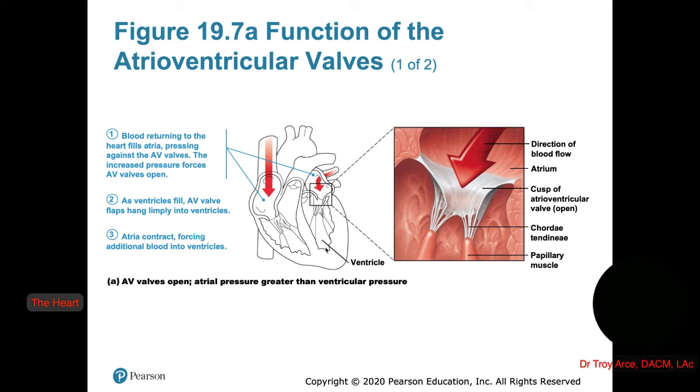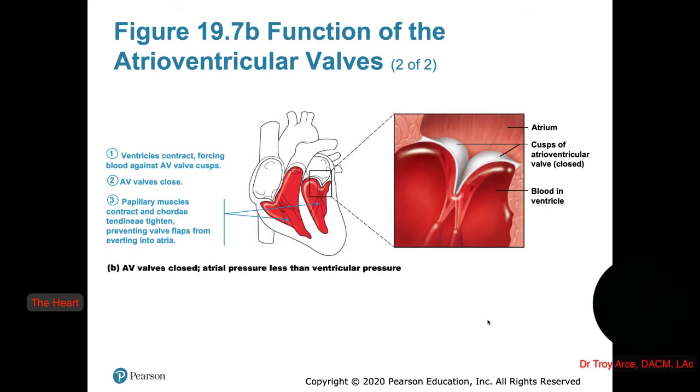On this side, you're going to have deoxygenated blood, and on this side, you're going to have oxygenated blood. So there's your direction of blood flow from your atrium. There's your cusp of the atrioventricular valve, your chordae tendineae that holds things like a flap and holds tension, and your papillary muscles that hold those cords in place.